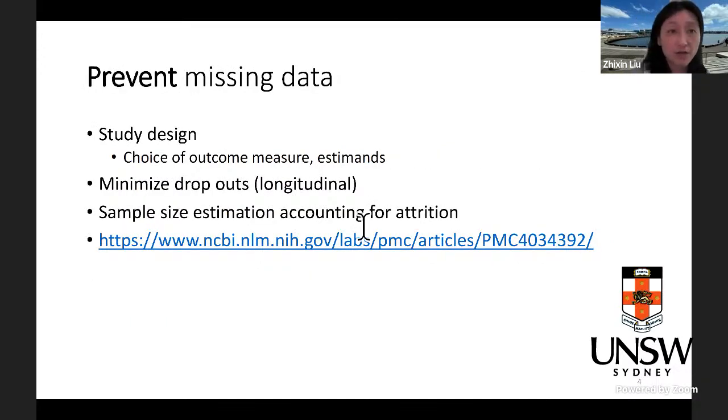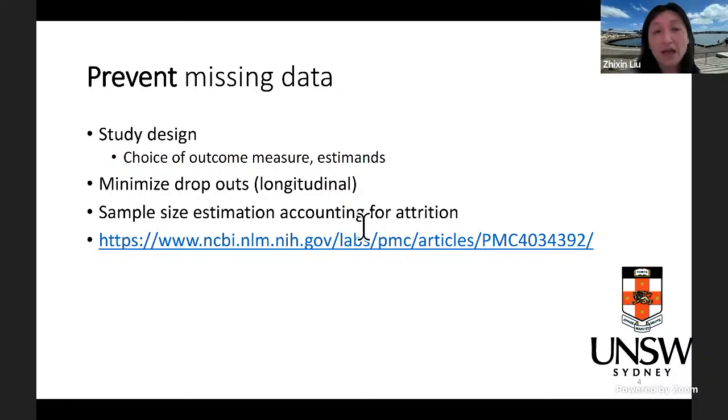So first of all, we need to prevent missing data. I only have a light touch today because that's not the focus, but it's quite essential. In the design stage, when you look at the outcome, the endpoints you choose as your primary or key secondary endpoints, think about whether those potential outcomes are vulnerable to ending up with a high proportion of missing data. If that's the case, think about whether there are better alternatives, okay?